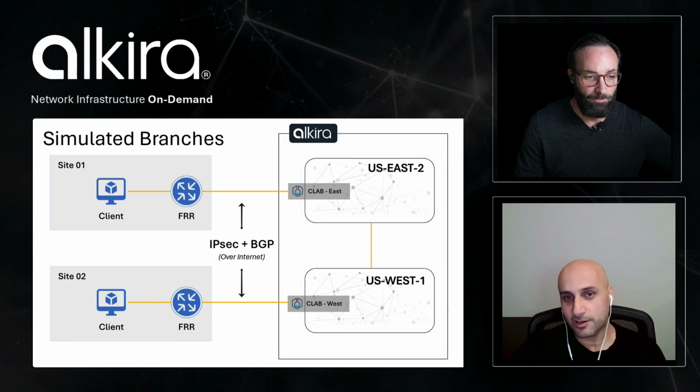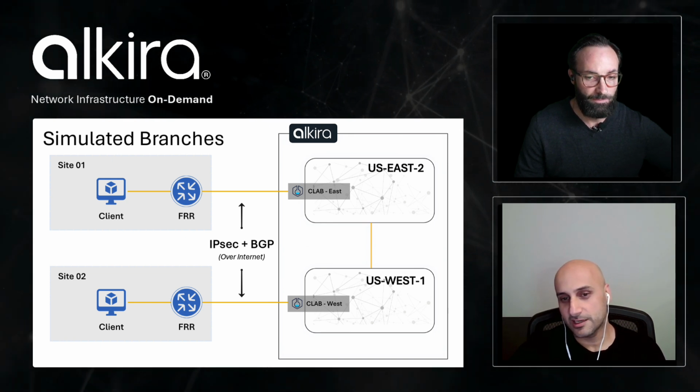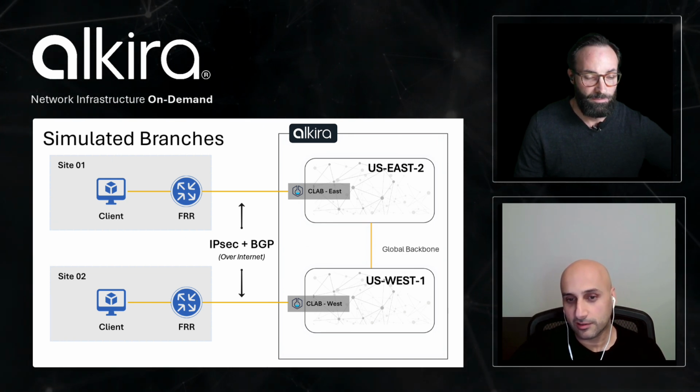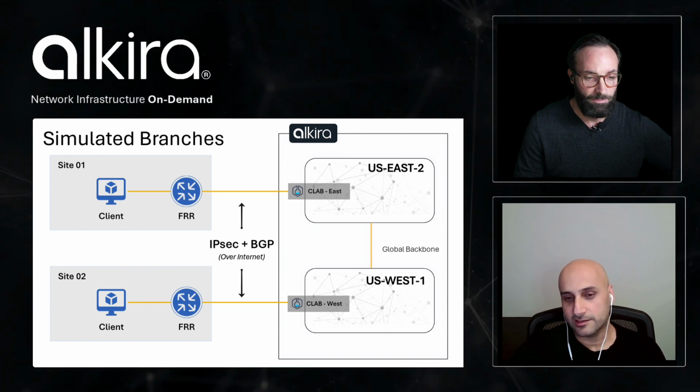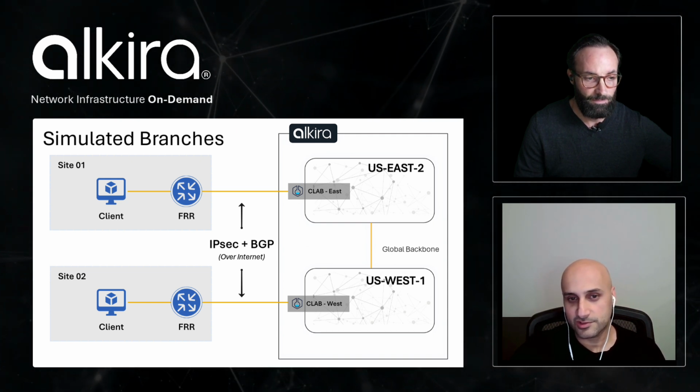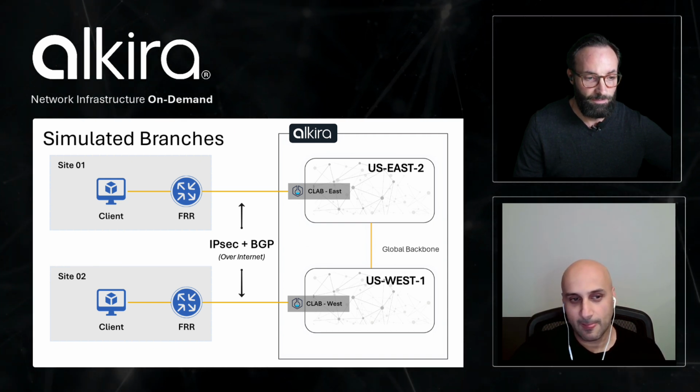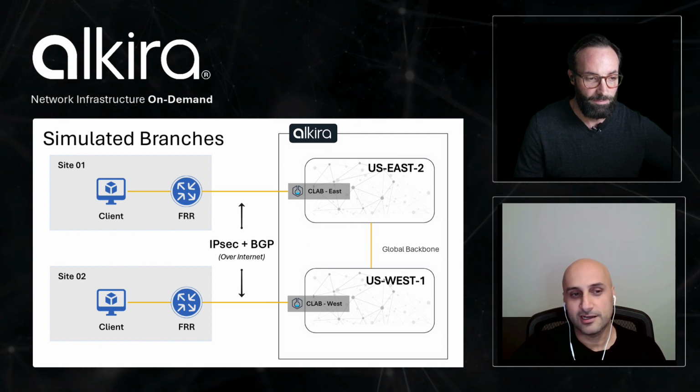So in this topology, again, as I mentioned, we have two CXPs. They're automatically connected using the Alkira backbone network that Alkira built across these two CXPs. And what I want to do is just basic site-to-site connectivity, right?